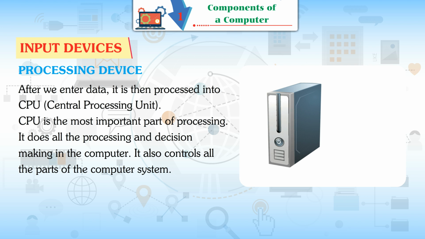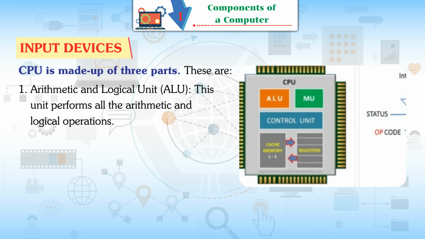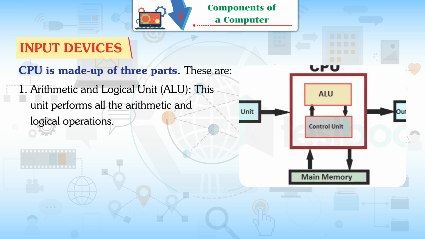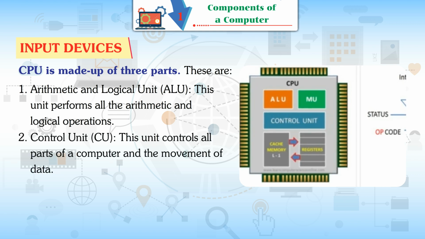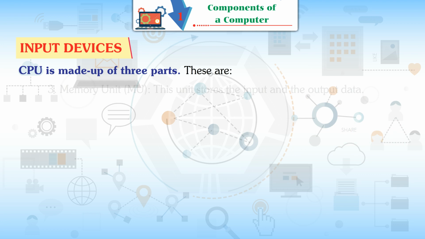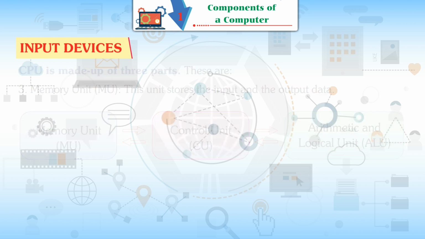Processing device. After we enter data, it is then processed in the CPU. CPU is the most important part of processing. It does all the processing and decision making in the computer. It also controls all parts of the computer system. CPU is made up of 3 parts. These are: Arithmetic and logical unit. This unit performs all the arithmetic and logical operations. Control unit. This unit controls all parts of a computer and the movement of data. Memory unit. This unit stores the input and the output data.